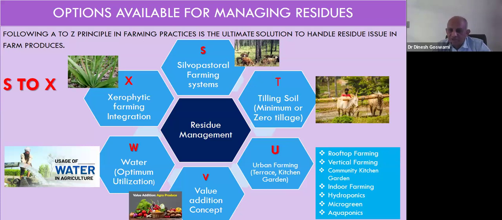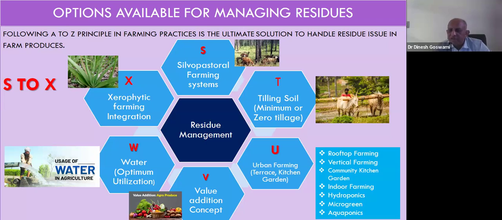Then tilling soil and minimum or zero tillage. Tilling soil is also alarming because the soil erosion issue arises. Microflora and fauna activity is also disturbed due to deep tilling and repeated, frequent tilling. So minimum or zero tillage is the fundamental aspect to get better farming practices.